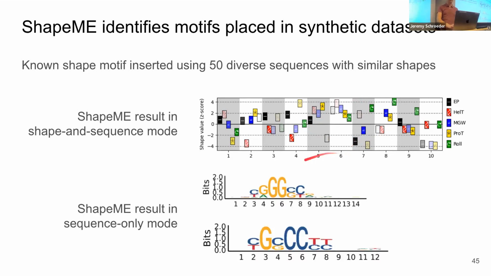And just for reference, when I run it in sequence only mode, in this case it's actually just a wrapper for Stream, by the way. Stream is a currently existing sequence motif finding tool. I'm not rewriting Stream, right? I'm just using ShapeME as a wrapper for that. So when running sequence only mode, it does actually find some fairly informative sequence motifs.